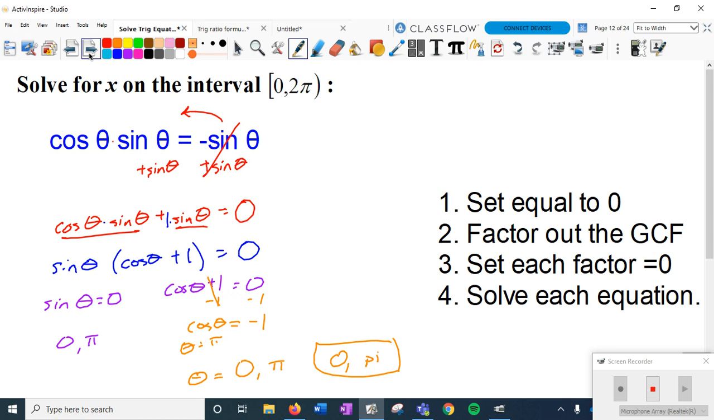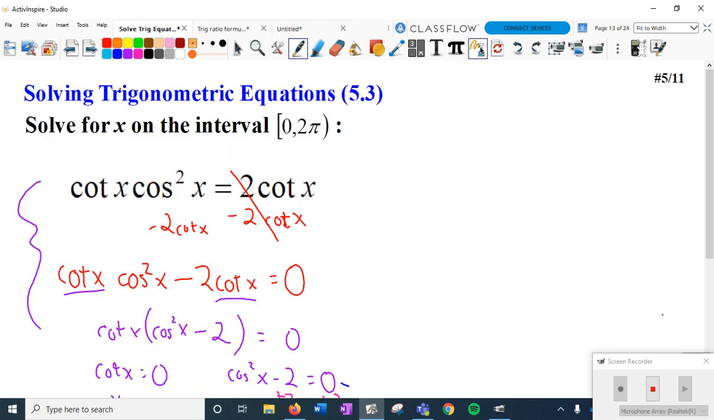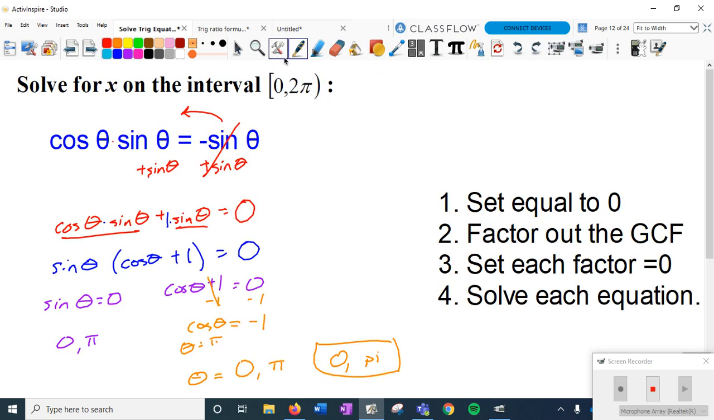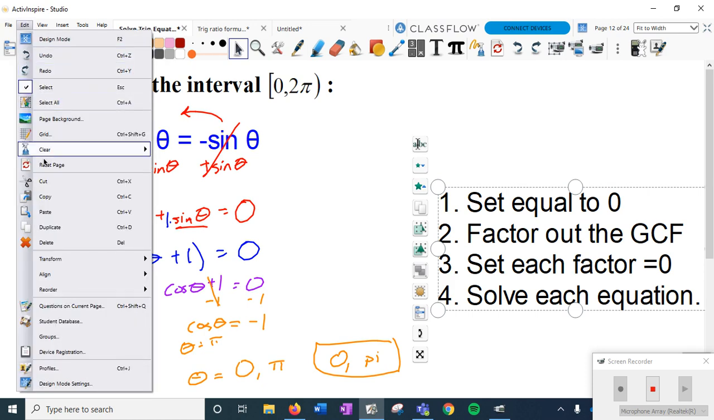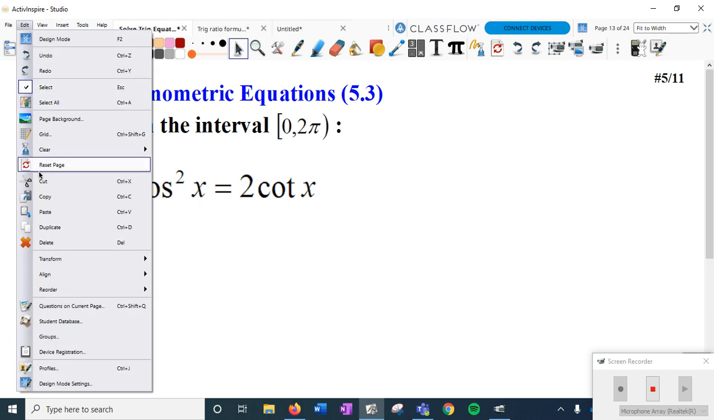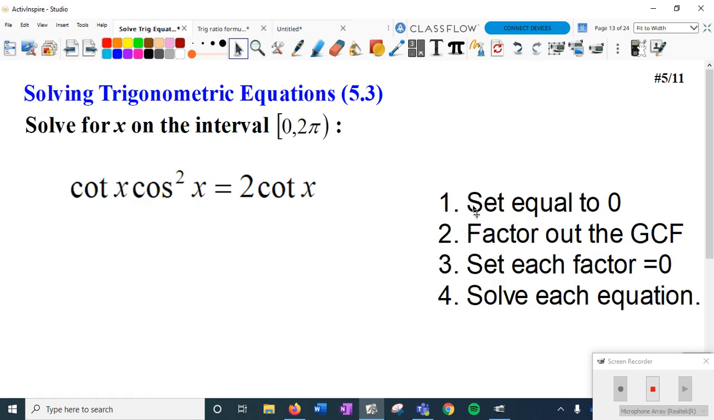It's going to be very similar to this. Same thing we want to do. We want to use this as our guide. We're going to set it equal to 0, then we're going to factor out the greatest common factor, set each factor equal to 0, and then solve each equation.